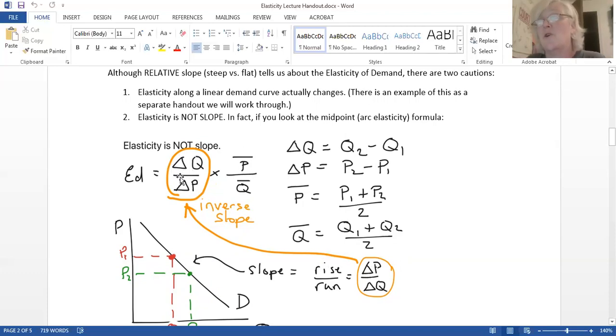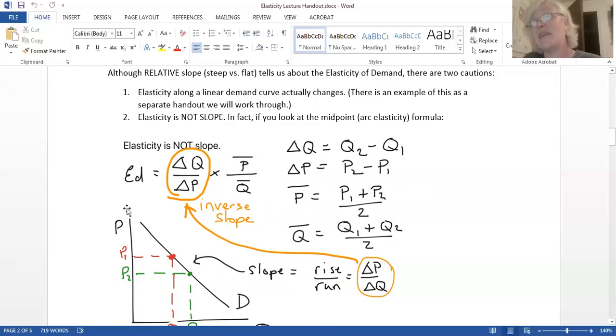So change in Q over change in P, and then the bar over means average, average P divided by average Q. So change in Q is just the difference between your two Q values. Change in P is the difference between the two P values, making sure that P2 is associated with Q2 and that P1 is associated with Q1. It doesn't matter which one you choose, except that they have to be paired together, okay? And then average P is take the two prices, add them together, divide by 2. Average Q, take the two quantities and divide them by 2. I always say just go halfway between them, okay?